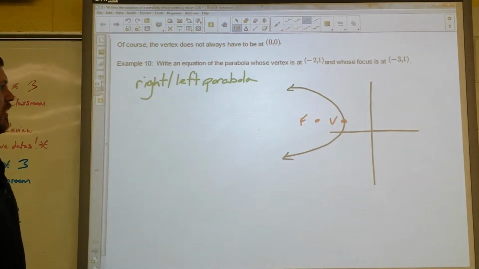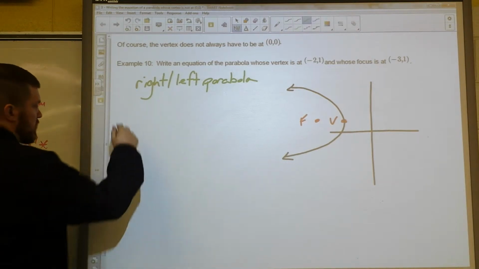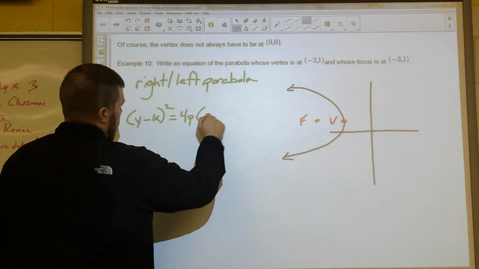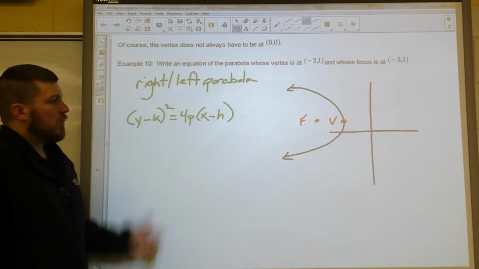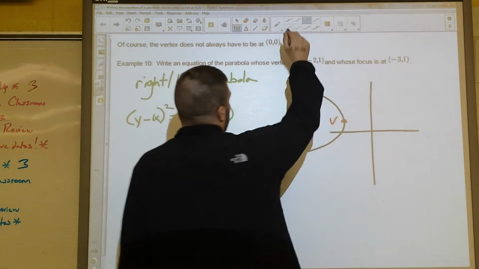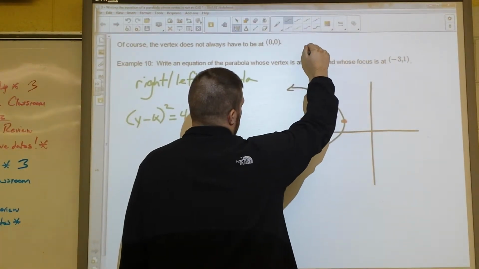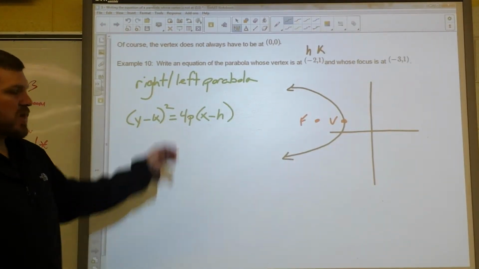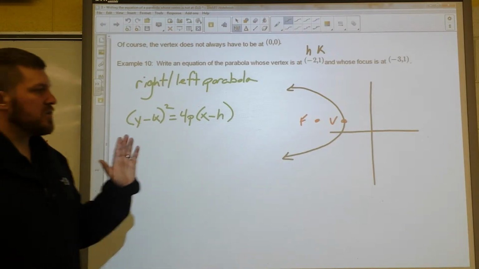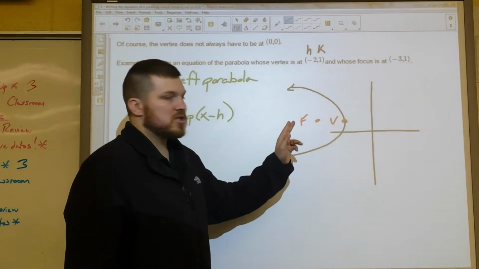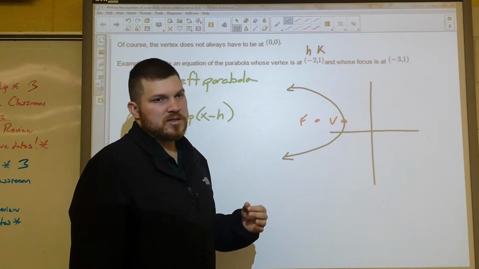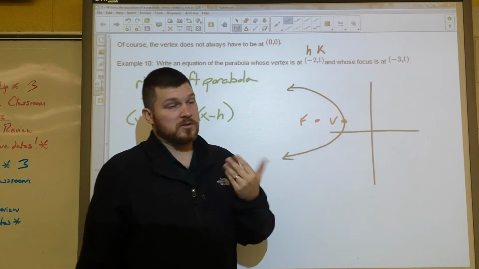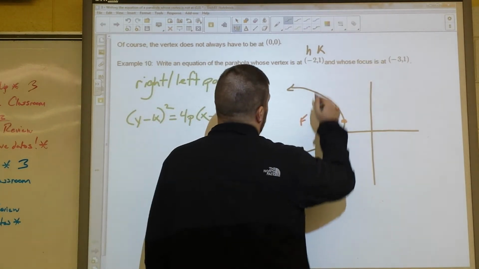Okay, now we also know we have a rule for right and left parabolas. It's y minus k squared equals 4p times x minus h. Obviously, we already have what h and k are because that's our vertex. It's always alphabetical order. So h is -2, k is +1. Well, what is p? Well, p again is the distance from the focus to the vertex, or the distance from the vertex to the directrix. Here we're going to do the distance from the focus to the vertex because that's the piece of information we have. So again, I'm going to go back to the graph.